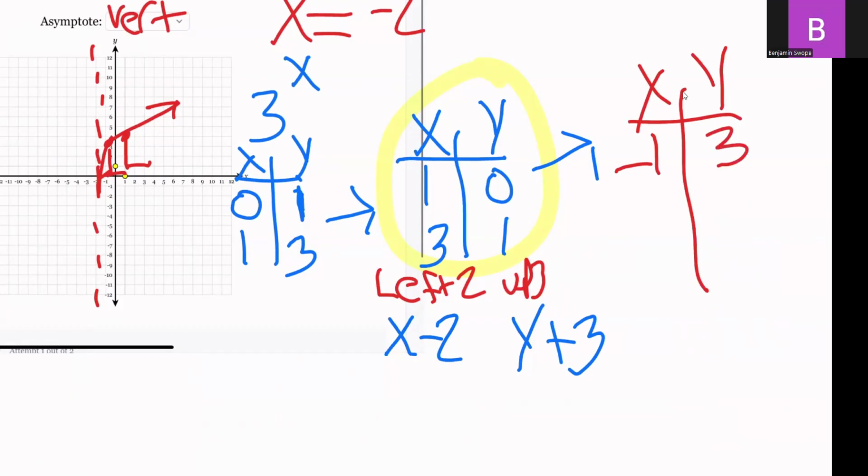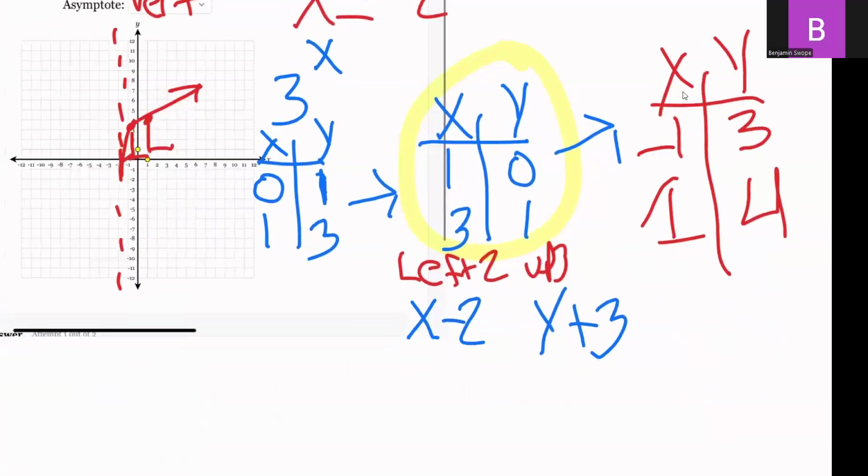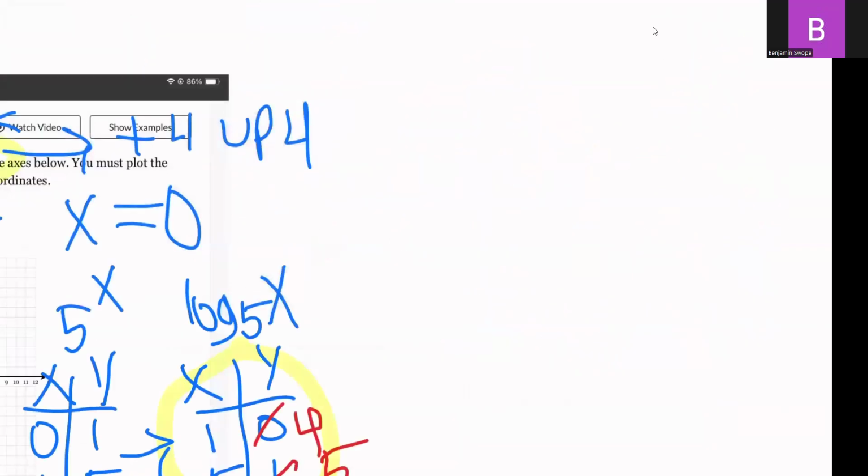Then my second point, subtract 2 from my x. That would be 3 minus 2 is 1. Oh, sorry, I said that wrong. 3 minus 2 would be 1. And then 1 plus 3 would be 4. And those were the same points I got when I did the rules on my graph, but either way is acceptable. Hopefully, this helped a little bit.